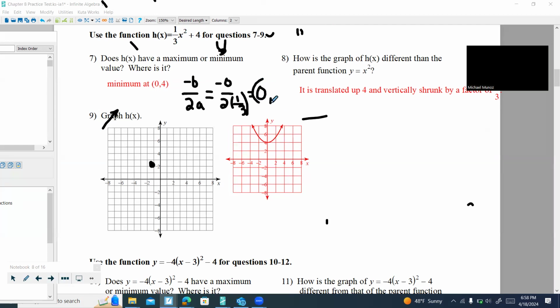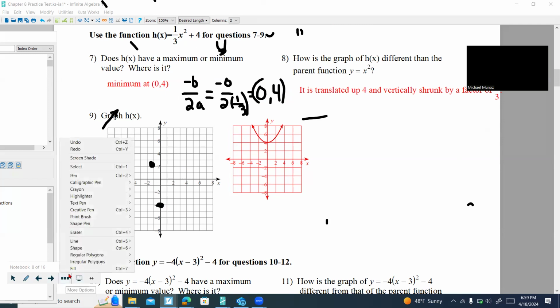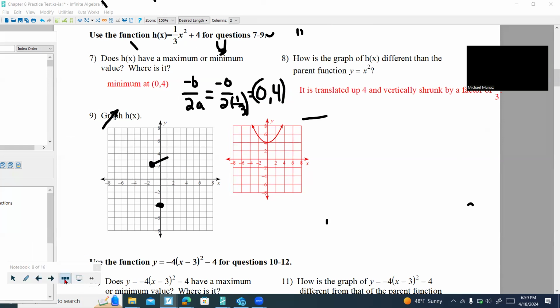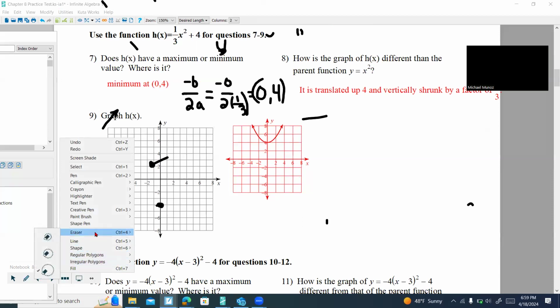To figure out the y, we're going to plug 0 into our equation. If I plug in a 0 for x, 0 squared is 0, times 1/3 is 0, plus 4 is a positive 4. So this is our vertex. It's also our minimum, our lowest point. So when I go to 0, 4, I'll put a dot right there. Let me try to erase this again so it doesn't get confusing.